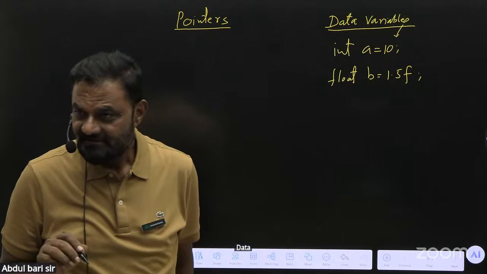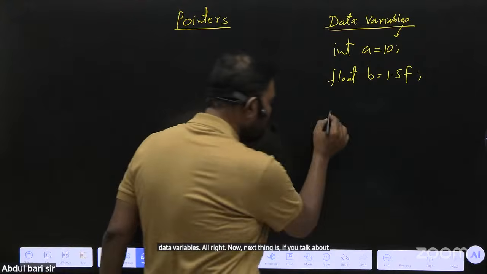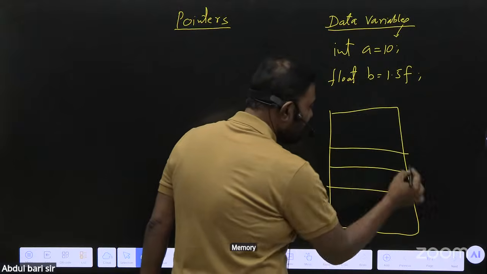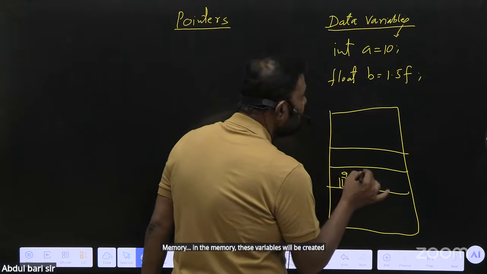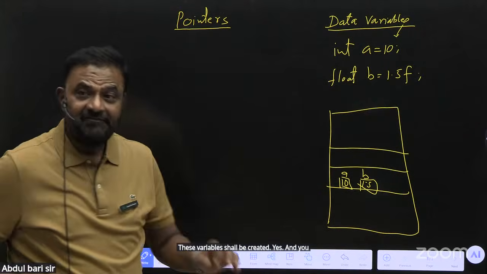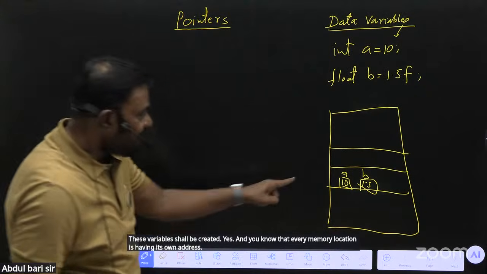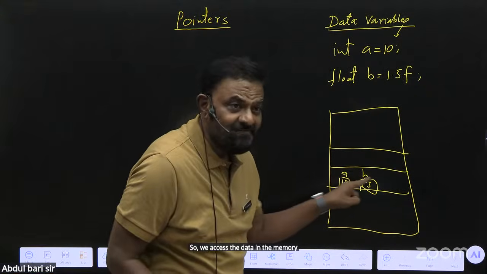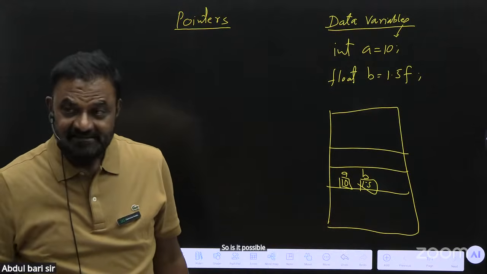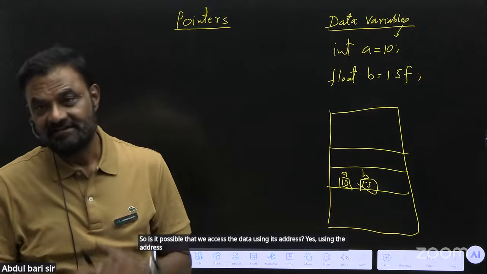Now, next thing: if you talk about memory, in the memory these variables will be created. And you know that every memory location has its own address. So we access the data in the memory using its name, a, b, in our program. Is it possible that we access the data using its address? Yes, using the address also you can access the data.